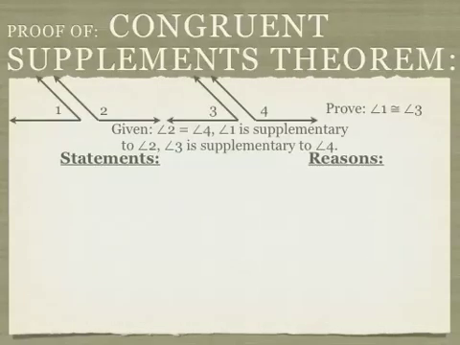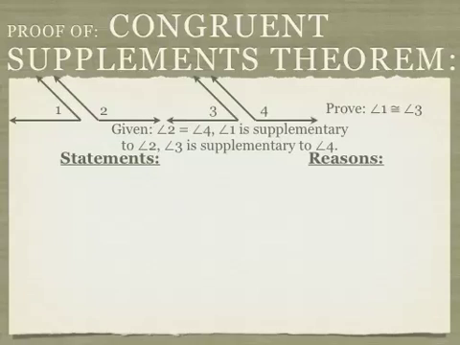The next example asks us to write a proof of the congruent supplements theorem. Now, something to point out is that when I'm trying to prove the congruent supplements theorem, I am not going to be able to use the congruent supplements theorem in the proof that I am writing. So we're trying to prove here that angle 1 is congruent to angle 3. We're given that angle 2 equals angle 4. Angle 1 is supplementary to angle 2, and angle 3 is supplementary to angle 4.